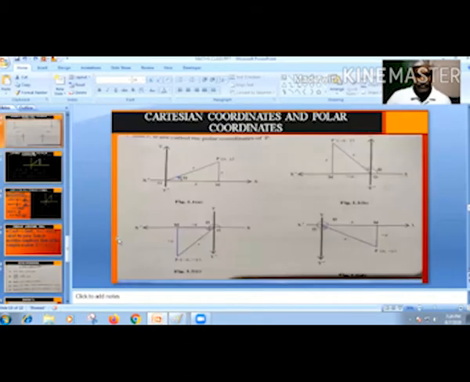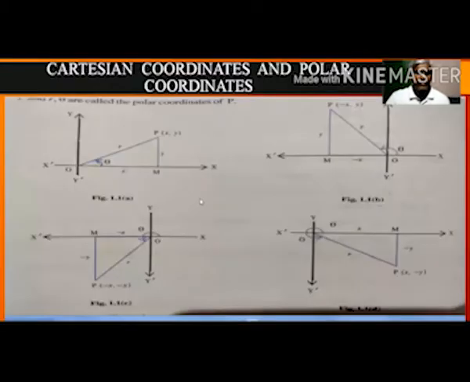Now let us consider this. The relation between Cartesian coordinates and polar coordinates. As we know, any complex number can be written in the form of an ordered pair. If z is equal to x plus iy is a complex number, it can be represented as an ordered pair x, y.